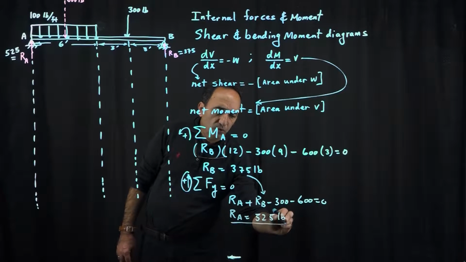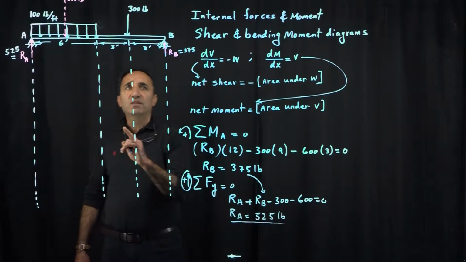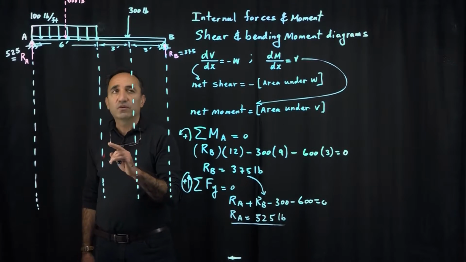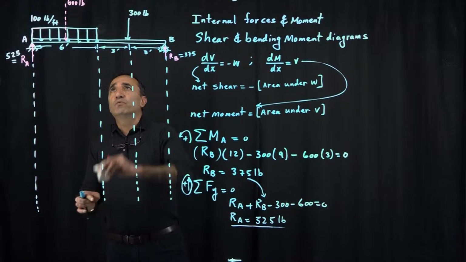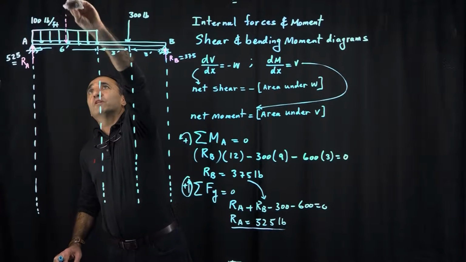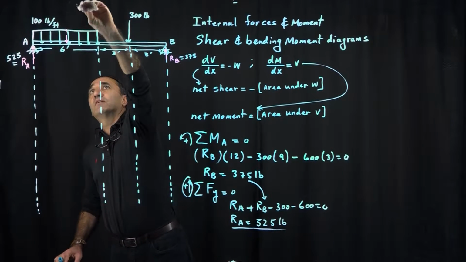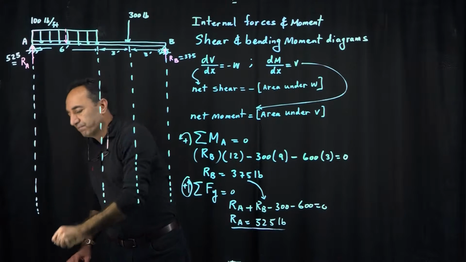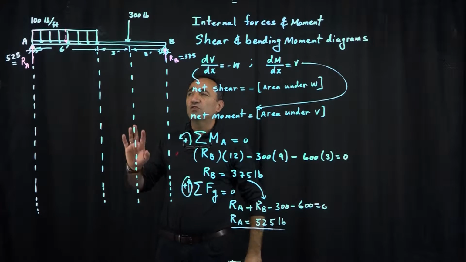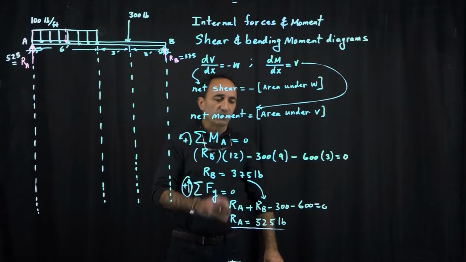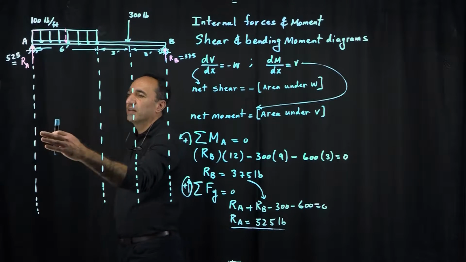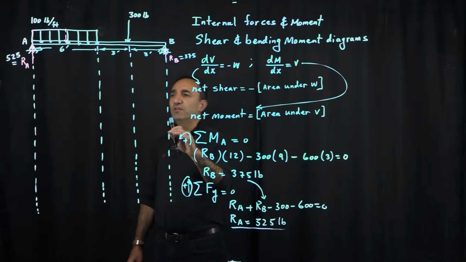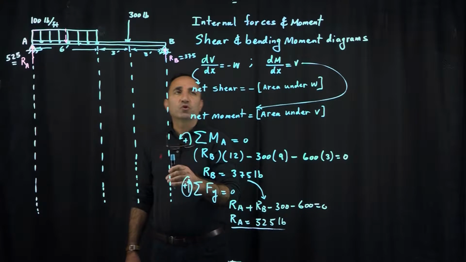Okay, so we got the reactions, and that's the first thing we have to do. We have to figure out our reactions before we are able to do anything else. So let me get rid of this right here, because remember, I just changed that to a concentrated load to find these reactions. Now let me show you how we can plot the shear diagram as a function of position, and eventually the moment diagram as a function of position.